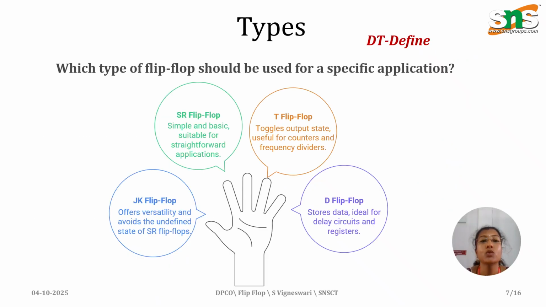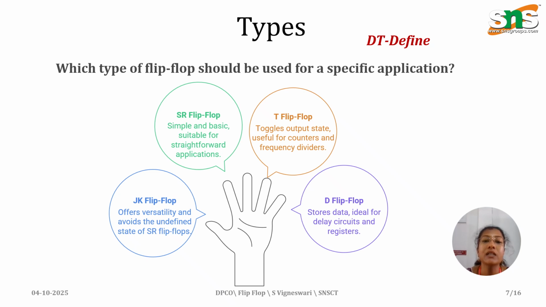So which flip-flop type will be used for a specific application? For example, the SR flip-flop, where SR stands for set-reset flip-flop, is suitable for straightforward applications where we implement only on the present state and the input directly. And the JK flip-flop, JK is Jack Kilby flip-flop. The JK flip-flop is advanced from the SR flip-flop, where it toggles the state when both the inputs are set to the high state, which is logic 1.